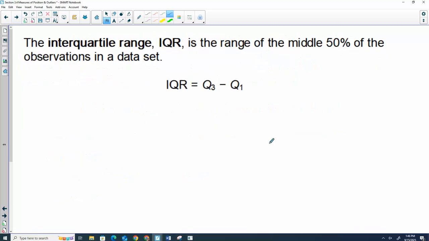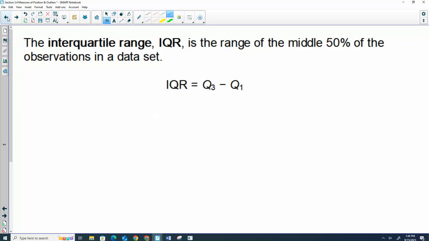Interquartile range is the range of the middle 50% of our data. It's how spread apart that middle half is, and it's just quartile 3 minus quartile 1. Your calculator will give you quartiles just like it gives you the median. So quartiles are on the calculator. Interquartile range is on the formula sheet.